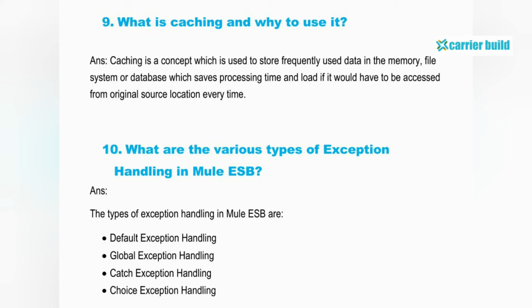Next question. What are the various types of exception handling in Mule ESB? There are four types of exception handling in Mule ESB. They are default exception handling, global exception handling, catch exception handling, and choice exception handling.